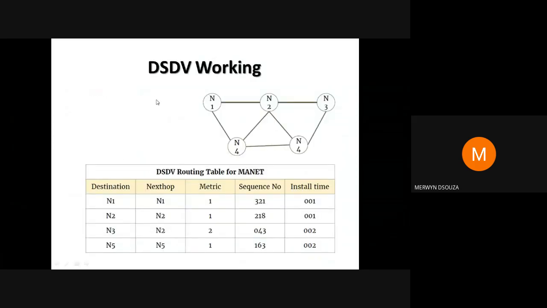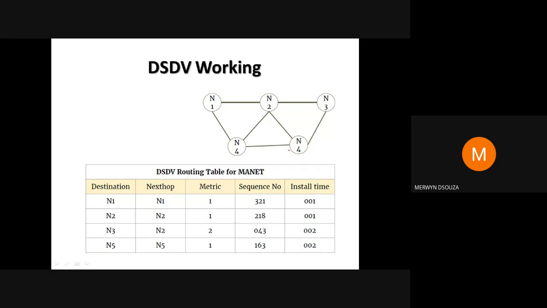So let's look at the working. Like I told you, I'll show you the working of this DSDV. So let's calculate the route. Now we are not using the Bellman-Ford algorithm, nothing. We are just trying to understand the basic overview of how this works.